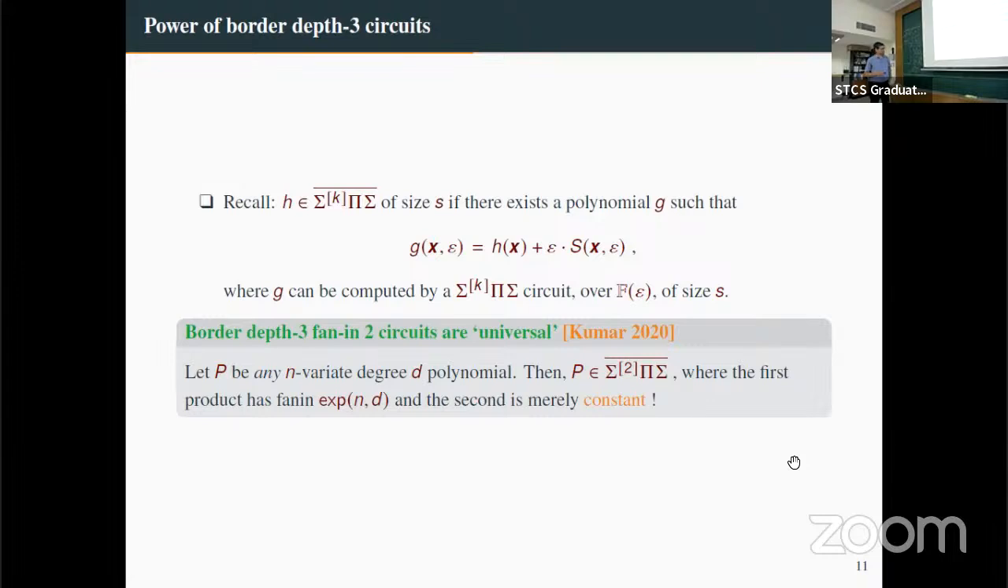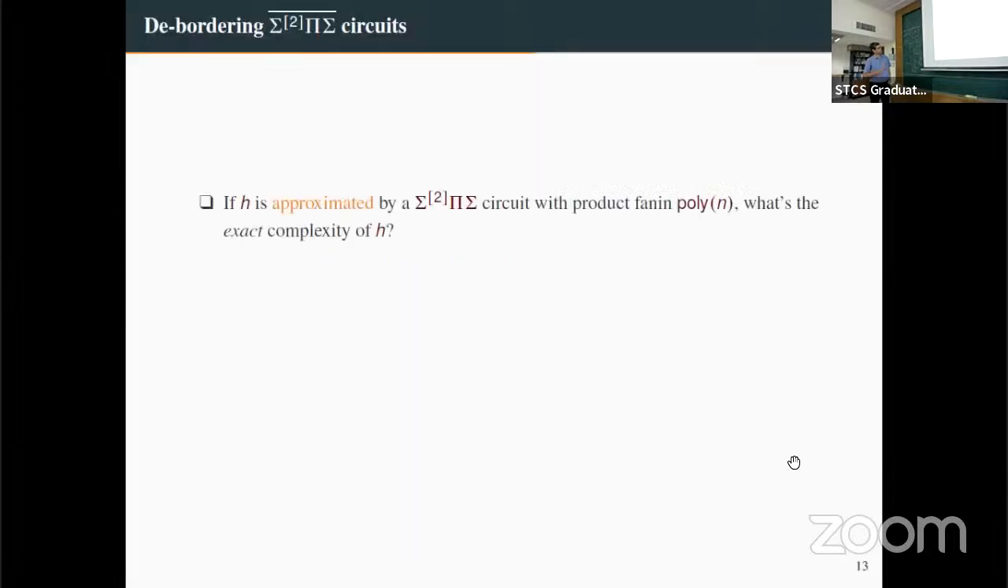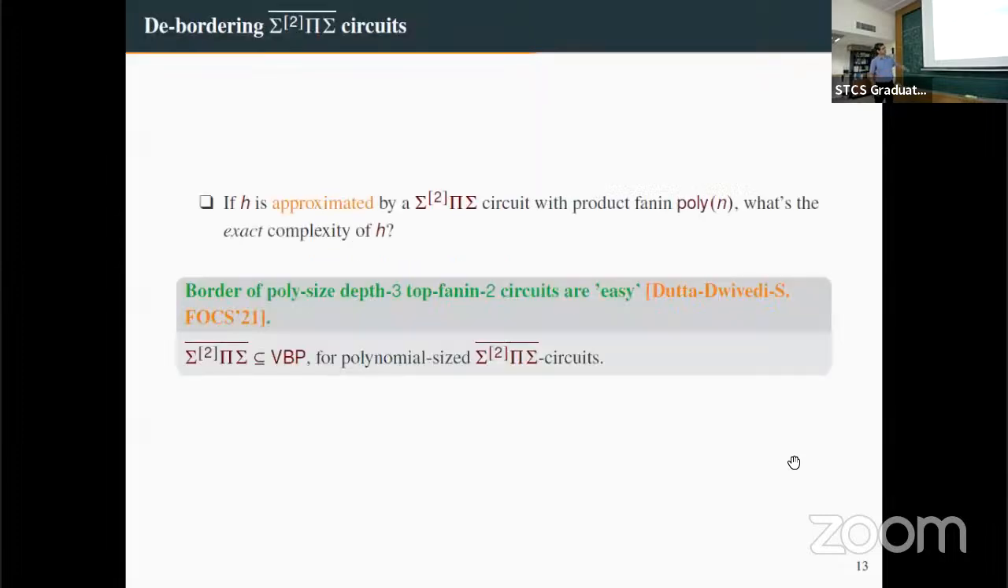For which, for sure, I will not have time for any of this. So let me just skip Reynolds' proof. It's a Q proof, and go to our result, which is this. The border of poly-size depth 3 top-fanin 2 circuits is easy, by which I mean that this is in VBP.